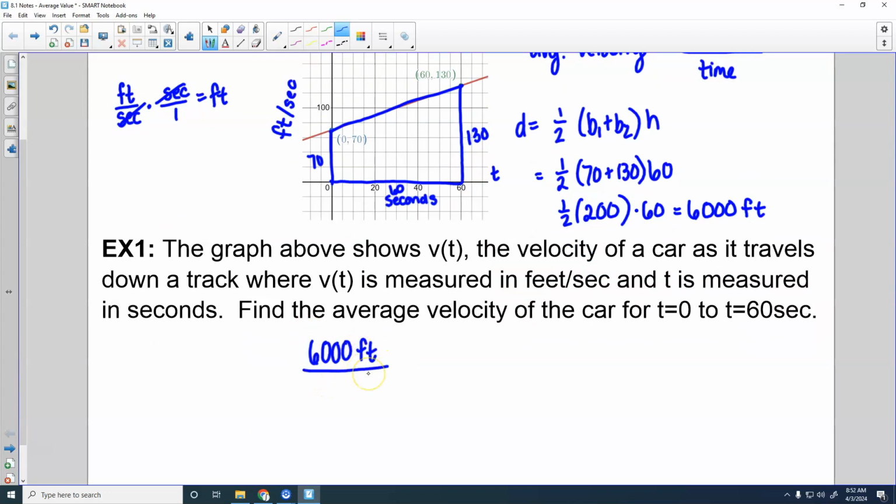What was my time? 60 seconds. And so that is going to give me 100 feet per second.